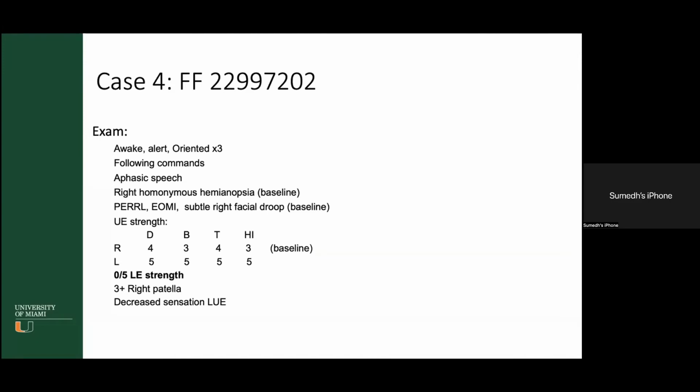Just given that hyperreflexia right there, I'd also say it's probably less likely to be lower than that. However, I'd want to image the thoracic and lumbar spine with MRI with and without. Okay, good.